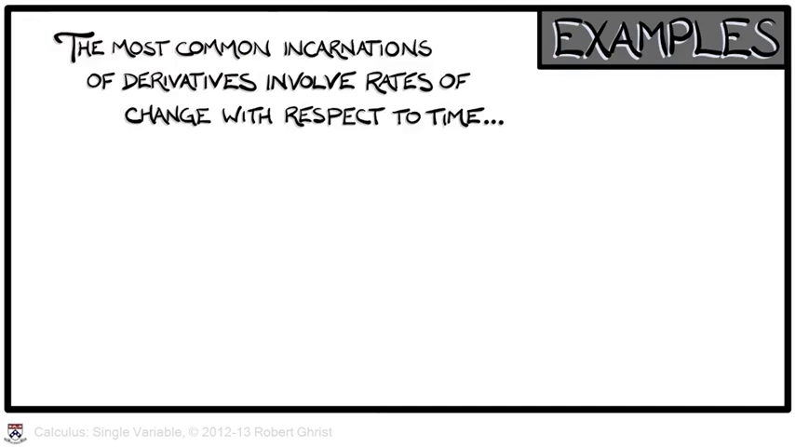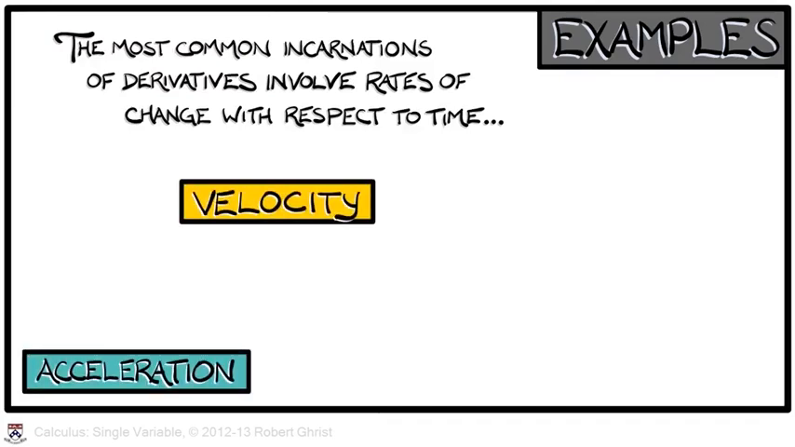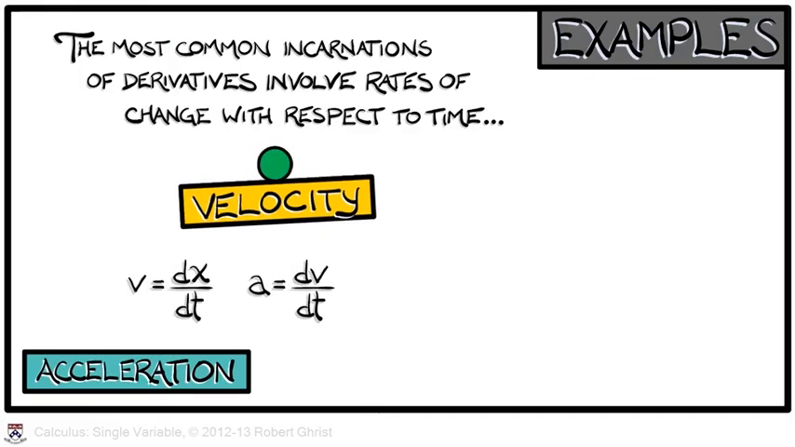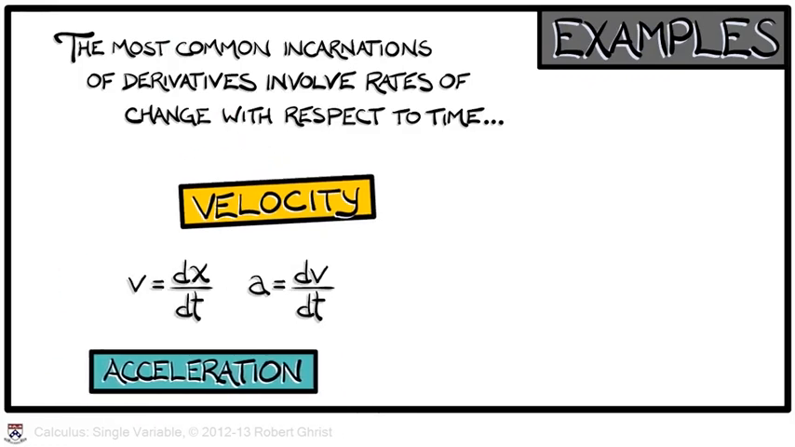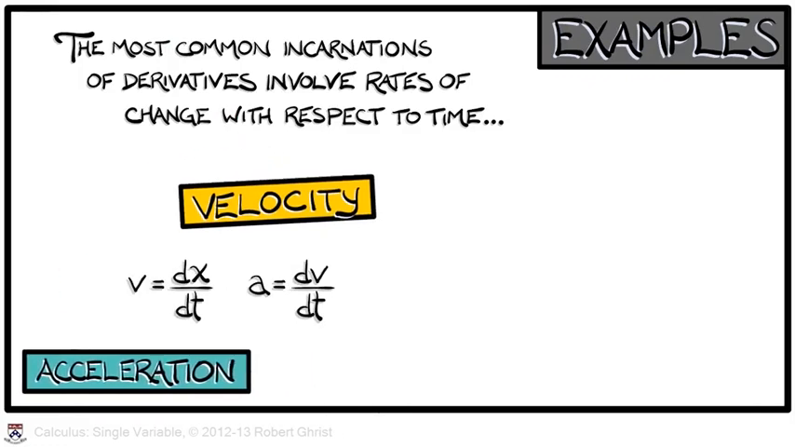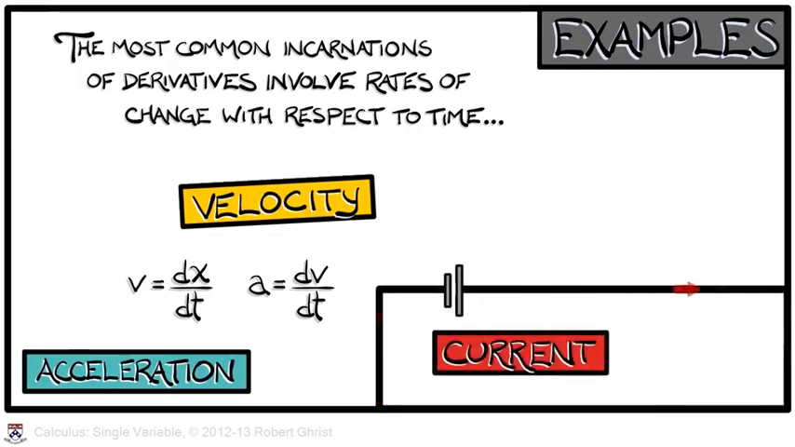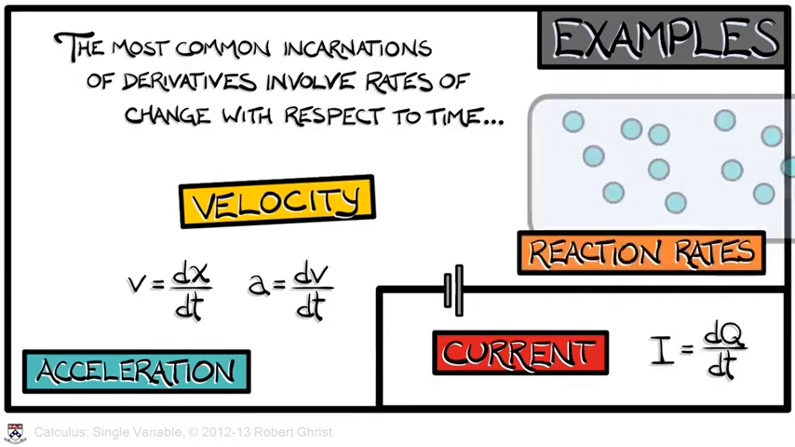Now, the most common examples of derivatives wind up involving rates of change with respect to time. For example, in your introductory physics, you've certainly seen velocity or acceleration as a derivative. These are derivatives of position with respect to time. But there are other examples as well. If you study current, current is related to a rate of change of charge with respect to time flowing through a wire.